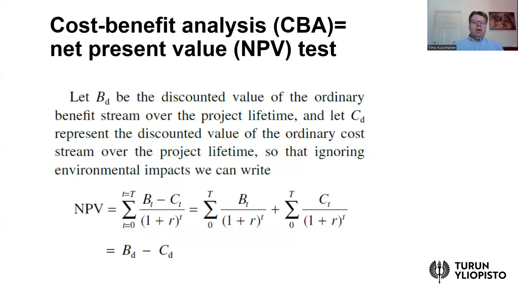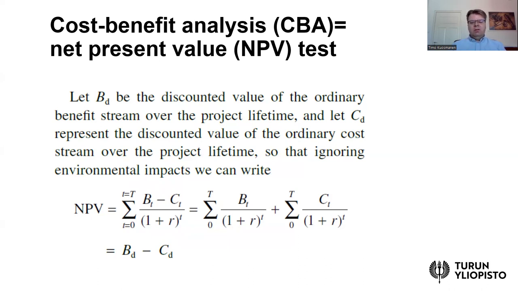So here, capital B refers to the monetized benefits of the project, and C refers to the monetized costs. The point here is that these costs and benefits tend to occur at different time periods.